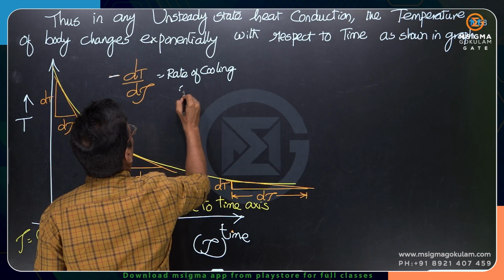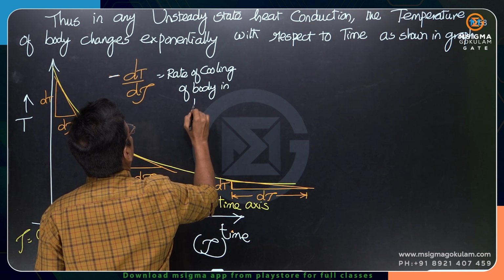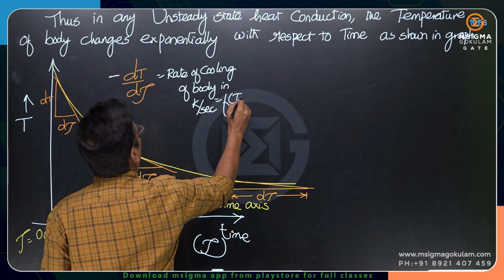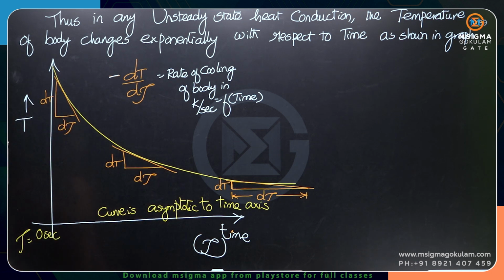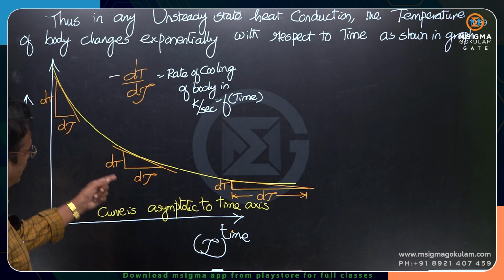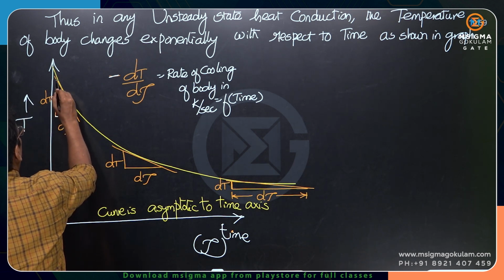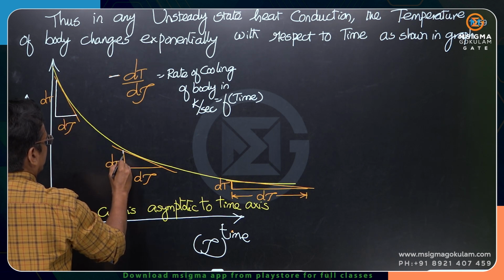Rate of cooling of the body in Kelvin per second itself is a function of time. It is not only the temperature as a function of time. dT by d tau also, you may notice, becomes a function of time. This dT by d tau.